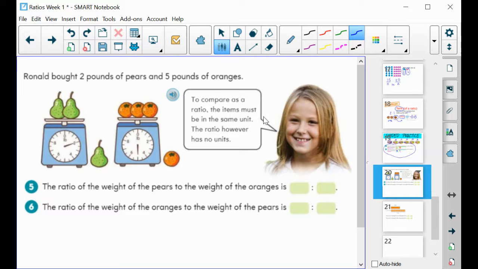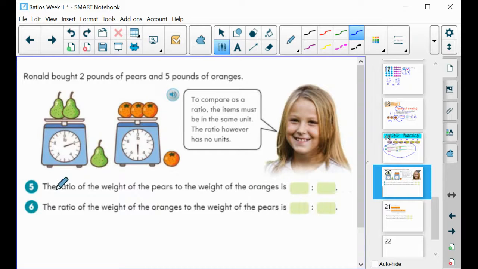To compare the ratio, the items must be in the same unit. Okay, so for example, if we were comparing ounces here to pounds, that would be a problem. Or if we were comparing tons to pounds, we could make some conversions, but it would be an issue. So kind of like fractions, when we have unlike denominators, think about when you are comparing things in writing ratios, they should be in the same units.